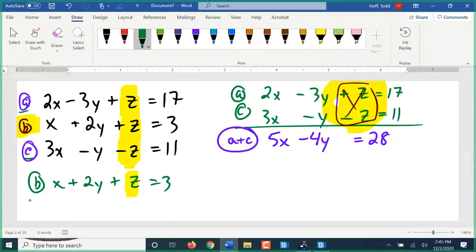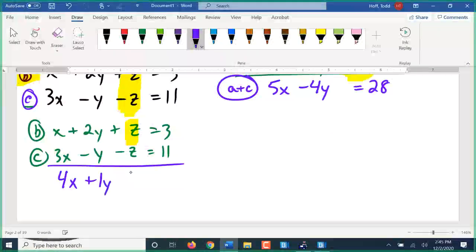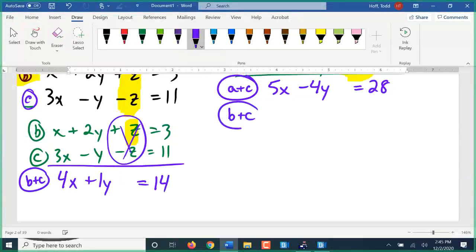And I see that if I just add equation C to it, it's going to do that. C is 3x minus y minus z equals 11. And let's just do that addition. x plus 3x is 4x. 2y plus y is just 1y, or y. Positive 1z and negative 1z is 0z. That cancels out. Equals 14. So over here, this is equation B plus C. That is my second equation for my two-variable system.